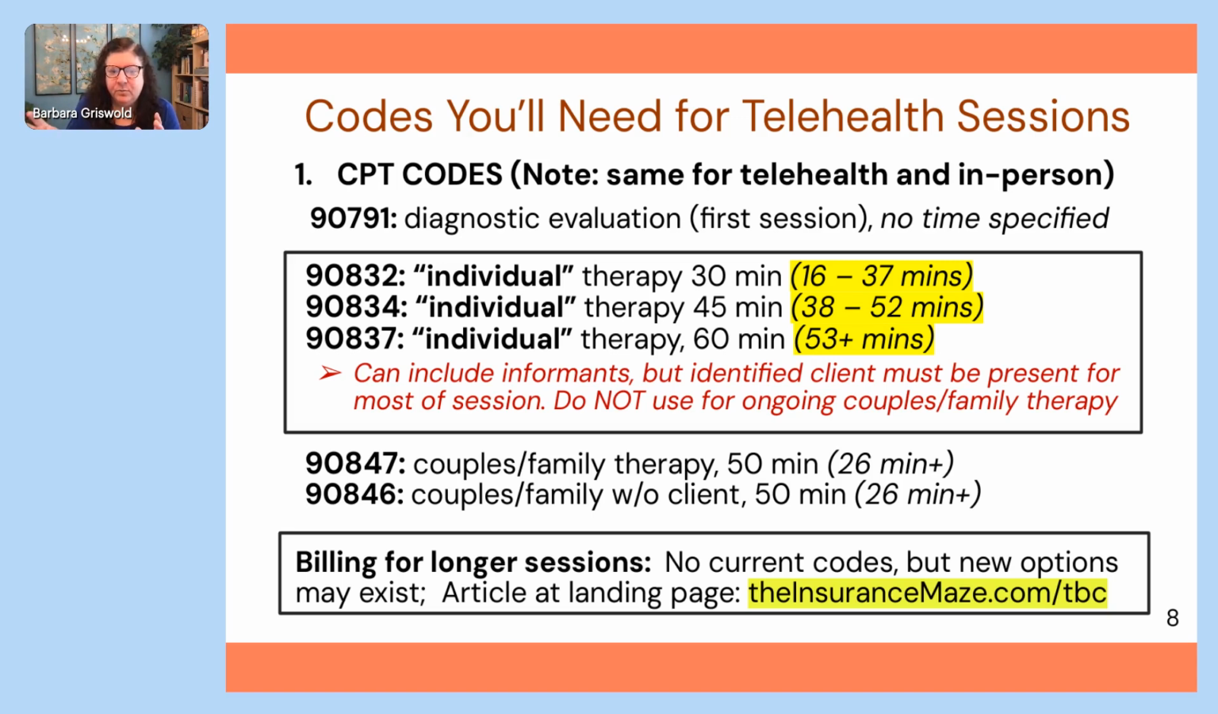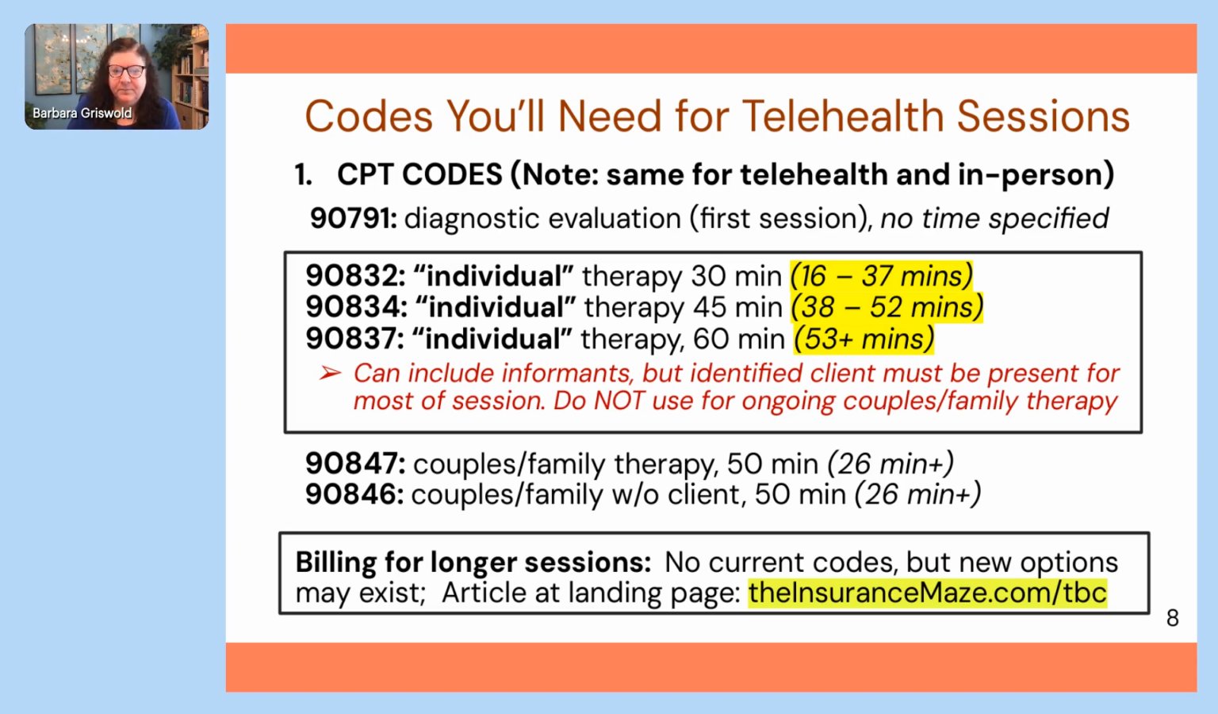Now, I've put the word individual in quotes. That's not exactly how it's put in the CPT code manual, but there's a lot of confusion about these codes. When they came out back in 2013, they said basically your client and/or family member. So it was very confusing, but then they changed it to say no, it's not supposed to be used for ongoing couples or family therapy. You can include informants, they called them, but the identified client had to be present for most of the session or all of the session.